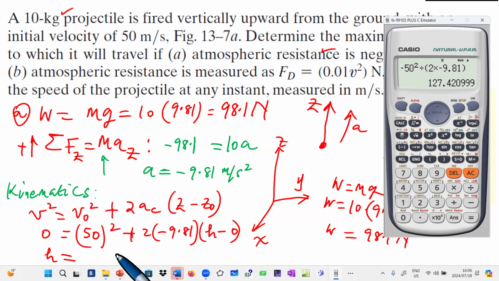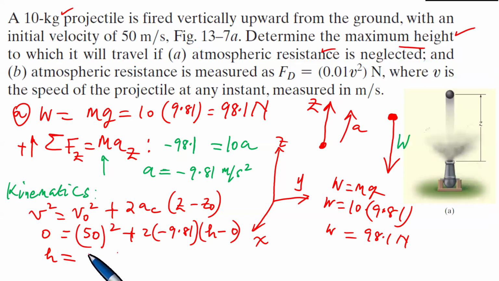Right, so we're getting exactly 127.42, so you can take it as 127 meters. Okay, yeah. We round it off to the nearest unit. So it's actually 127 meters.